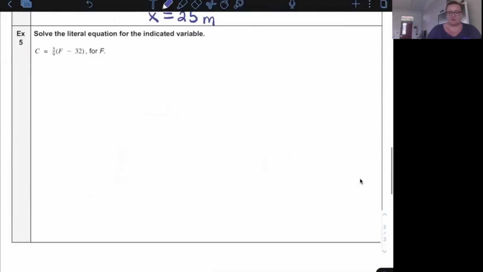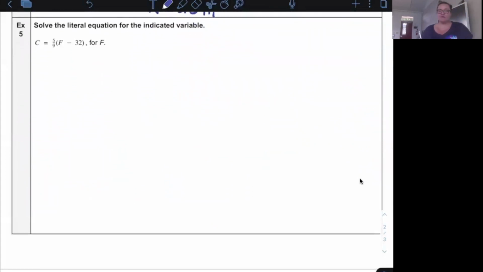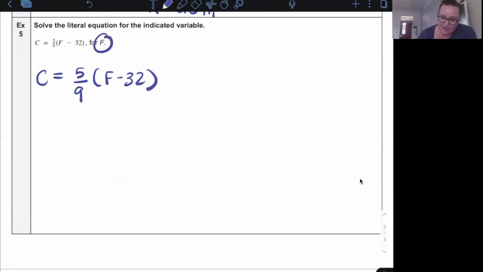So in example 5, we're solving a literal equation for an indicated variable. So what we have is c is equal to 5/9 times f minus 32. And we need to solve it for f. So I'm going to solve this thing for f. Well, normally parentheses mean multiply, and we would distribute the 5/9. But there's something that we can go ahead and do to get rid of the 5/9 and move it to the other side that I think will be more helpful than distributing 5/9 to f and 32.